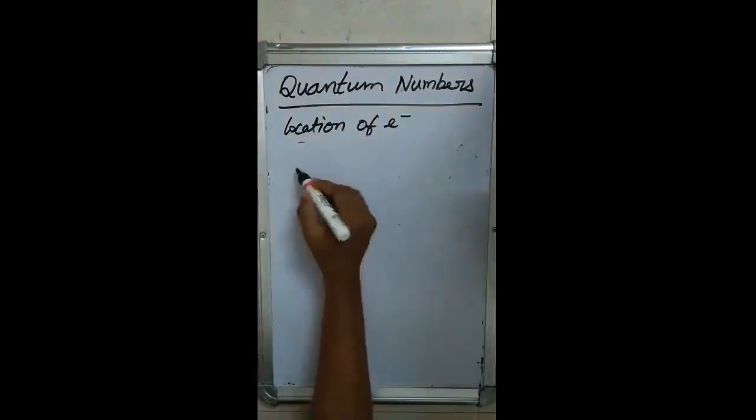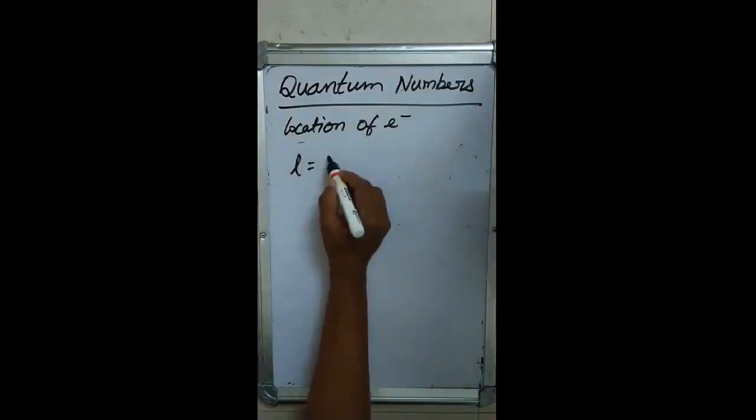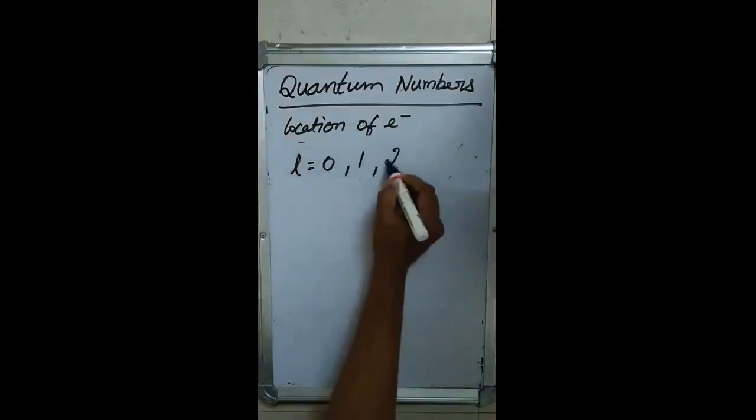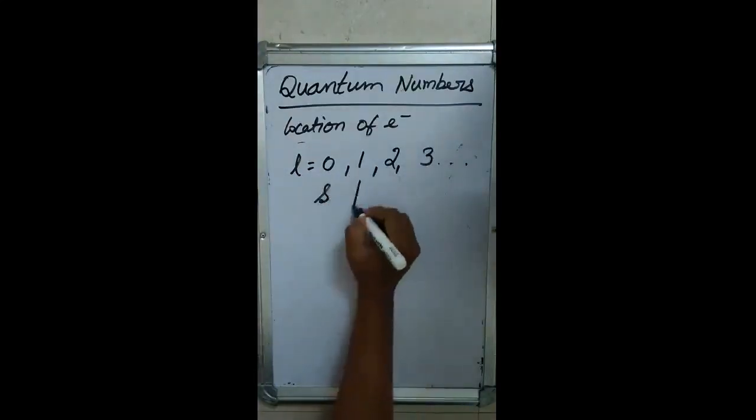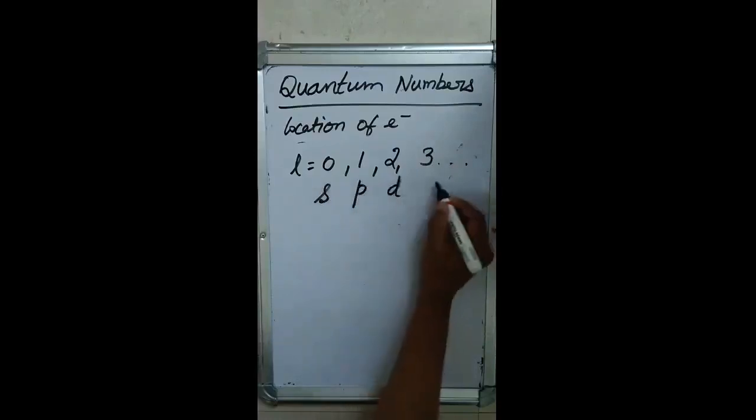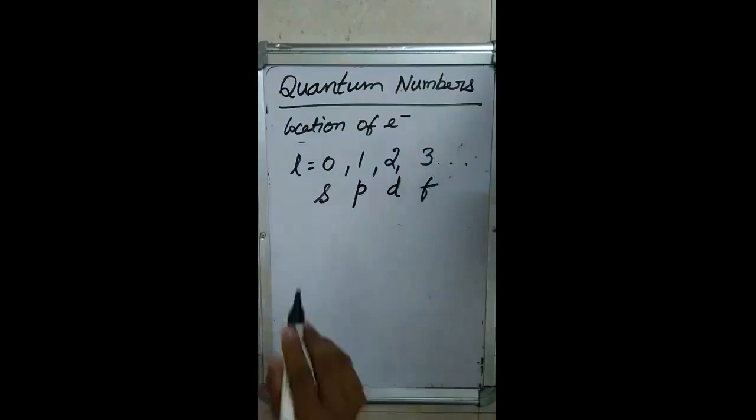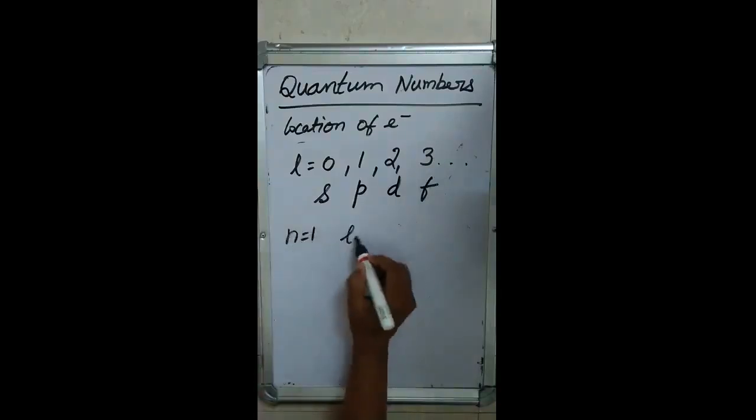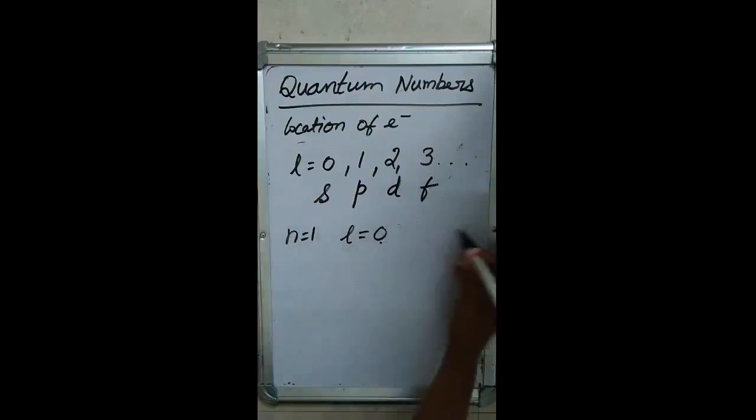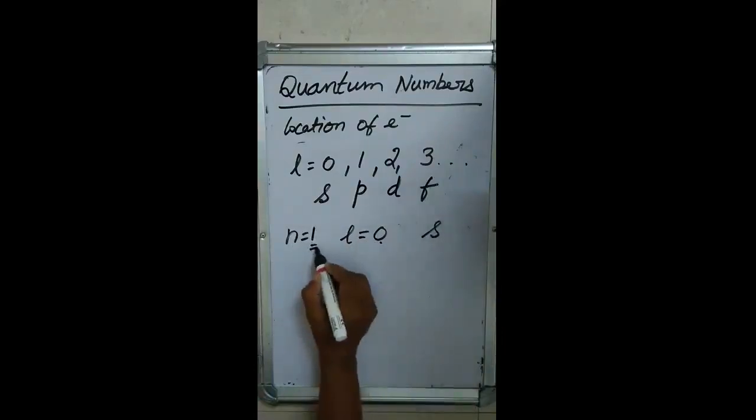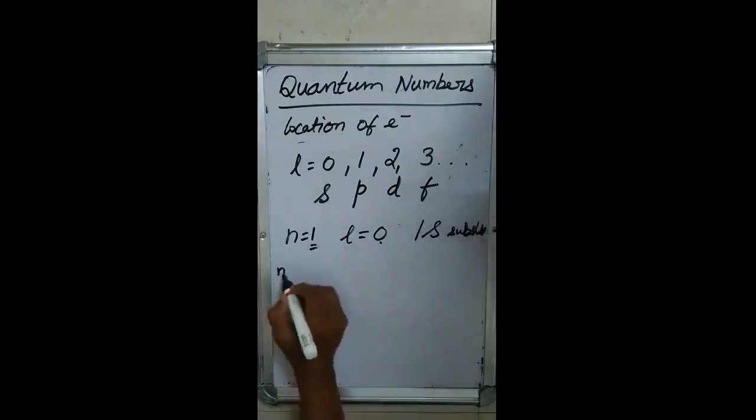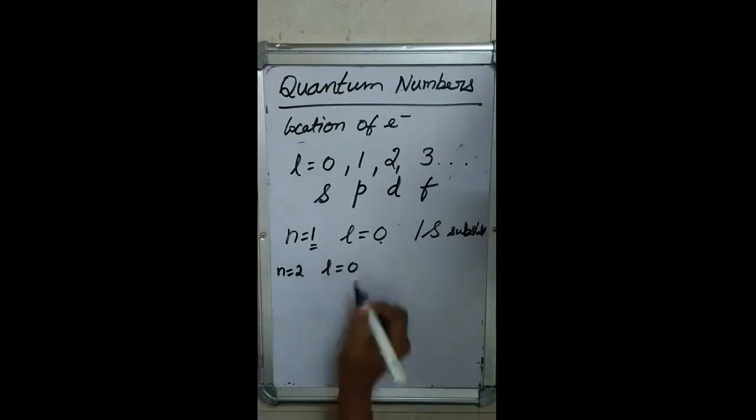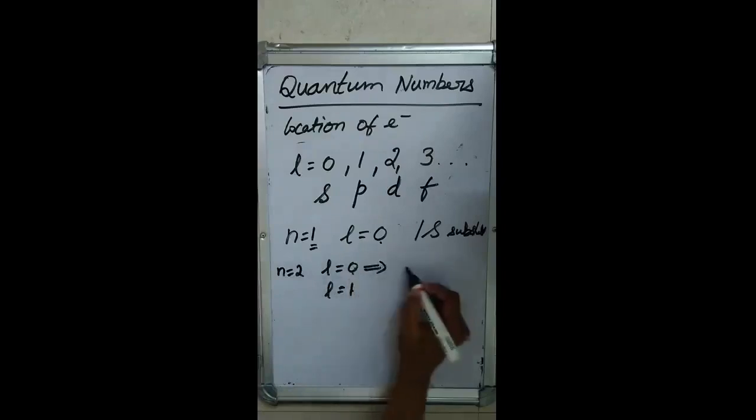So I will repeat the azimuthal quantum number. L is equal to 0, 1, 2, 3. Now 0 means S subshell, 1 means P subshell, 2 means D subshell, 3 means F subshell. So based on that, if n is equal to 1, what are the values? 0. So 0 means S subshell. Since n is equal to 1 is given, it is called a 1s subshell. If n is equal to 2, how many values should I write? L is equal to 0, L is equal to 1. So 2 values. Okay, so L is equal to 0 means S subshell.